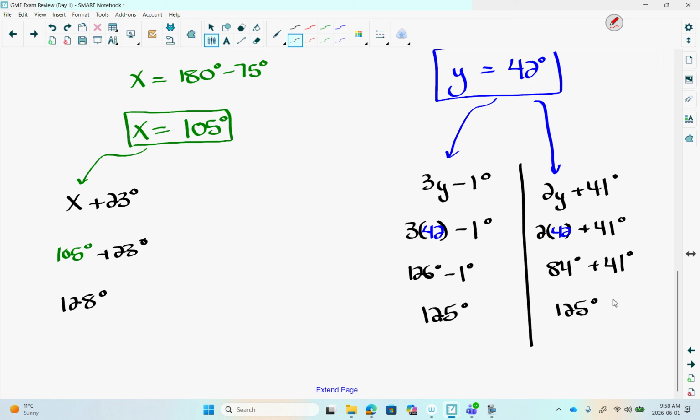So I solve for x and the indicated angles. I solve for y and the indicated angles. You okay with that?